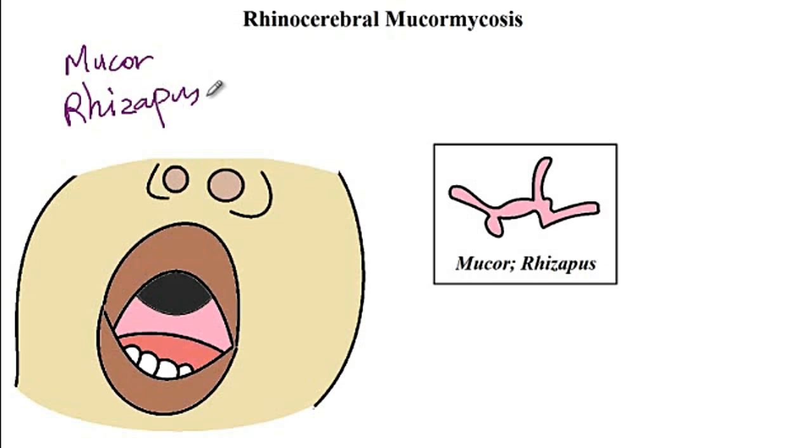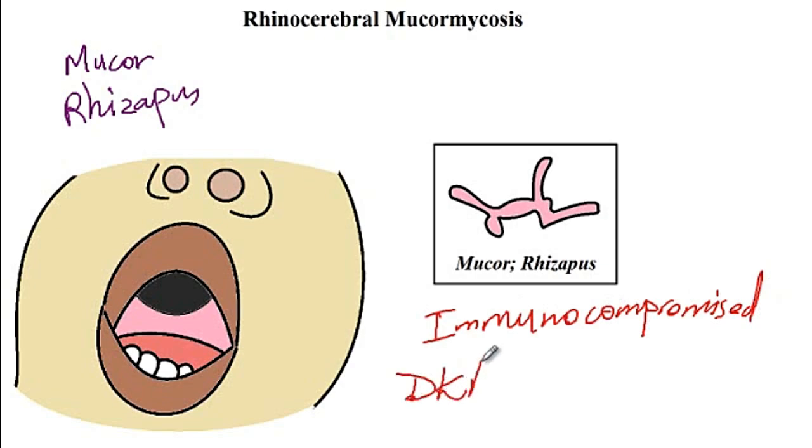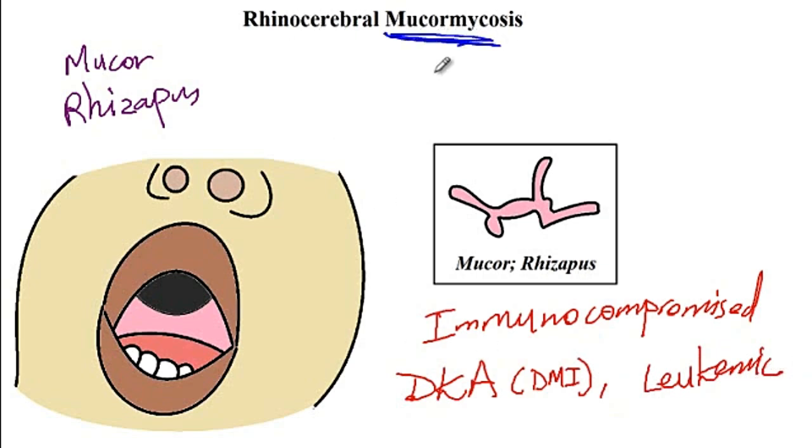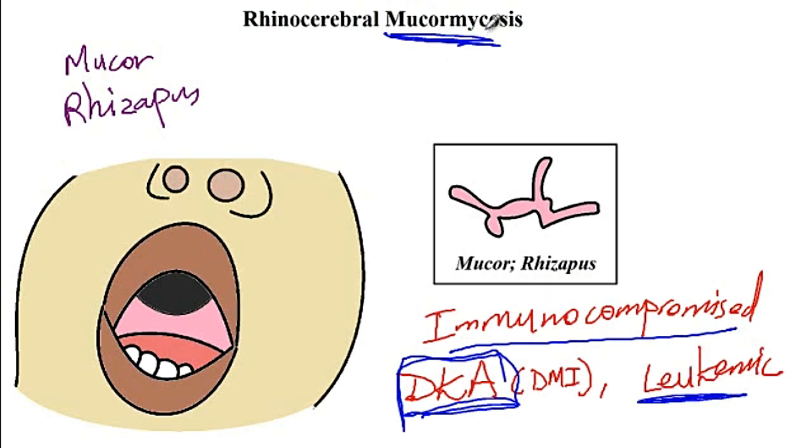In patients that are immunocompromised, however, like for instance in transplant patients, in patients with diabetic ketoacidosis, which is more commonly seen in diabetes mellitus type 1, and then in leukemic patients, these patients are at increased risk of mucormycosis due to the weakened immune defense. So keep in mind, immunocompromised, DKA, very important, as well as leukemic patients are at increased risk of mucormycosis. And so the spores would now be able to colonize the paranasal sinuses, and then from there they would spread to the cavernous sinus.